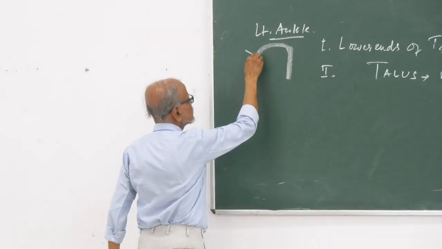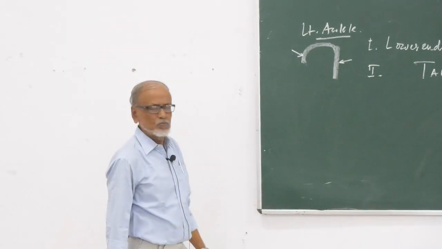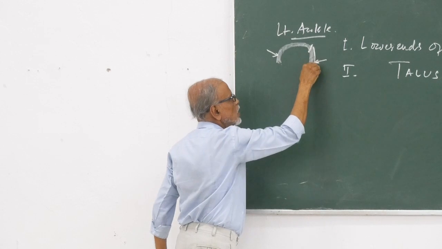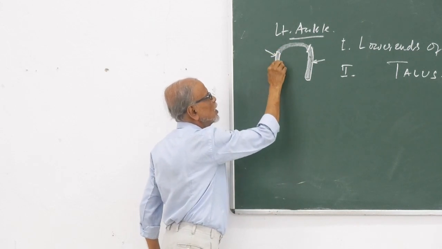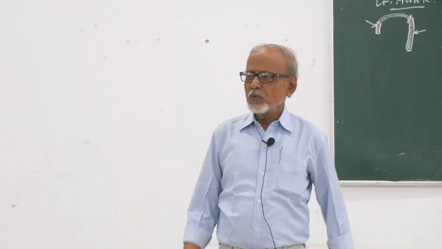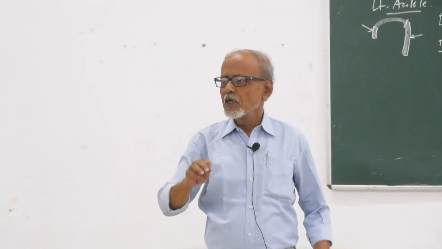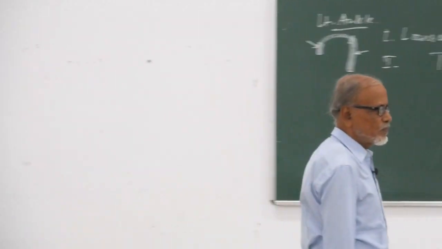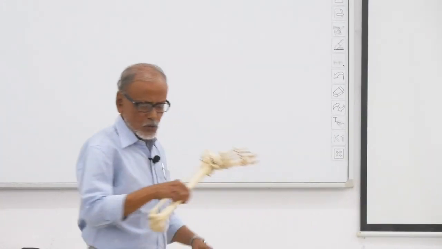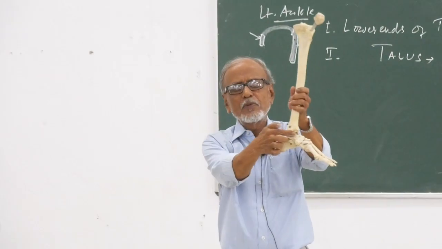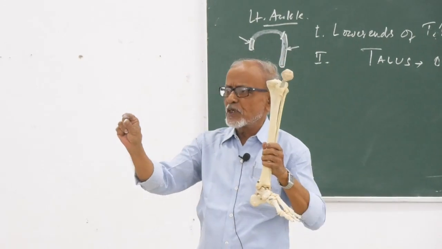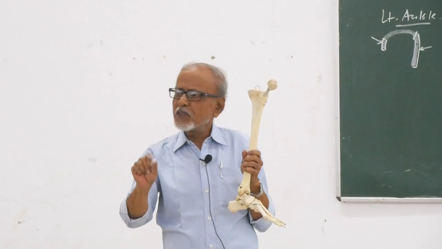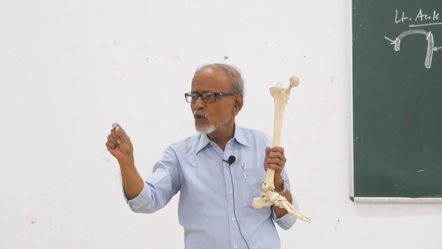What does this medial wall represent and what does this lateral wall represent? Please tell me. This lateral wall, is it tibia or fibula? And this medial wall, is it tibia or fibula? Tell me. Medial is tibia. The lower end of tibia is nothing but the medial malleolus. This medial surface has a comma-shaped articular surface that is meant for joining with a similarly shaped articular surface of the talus.